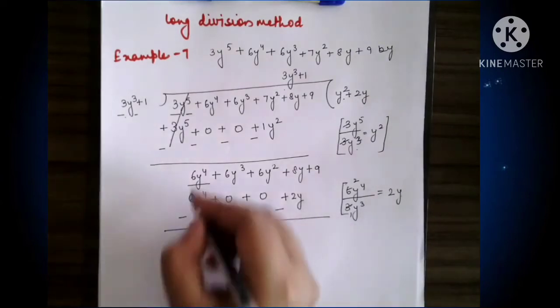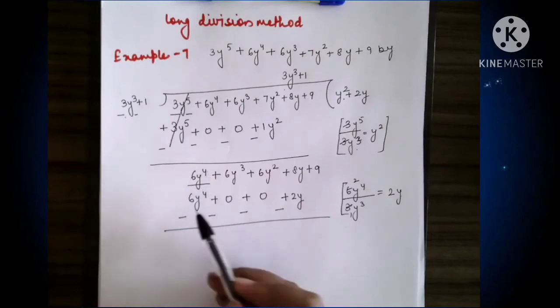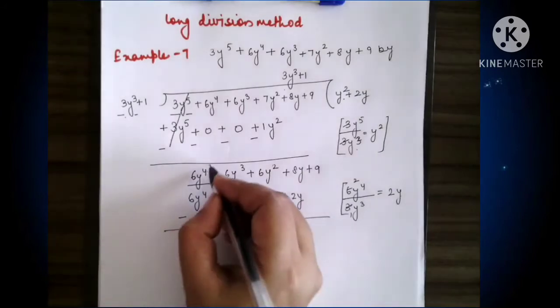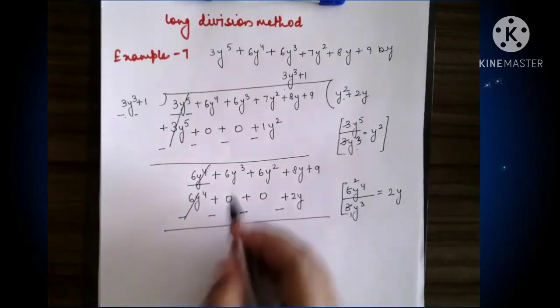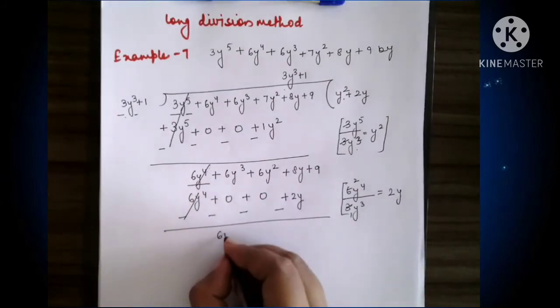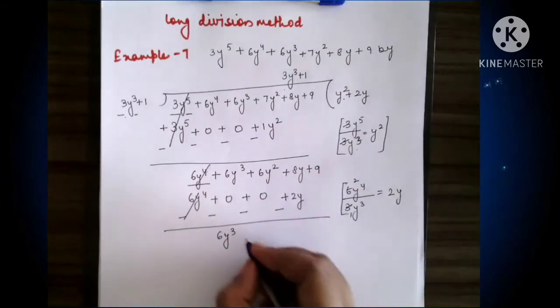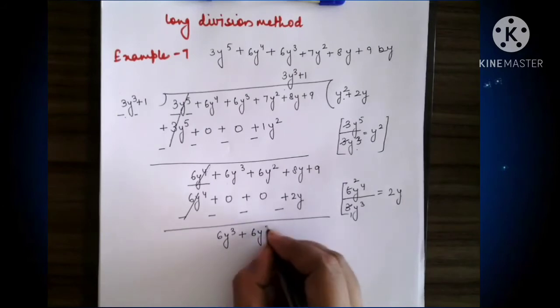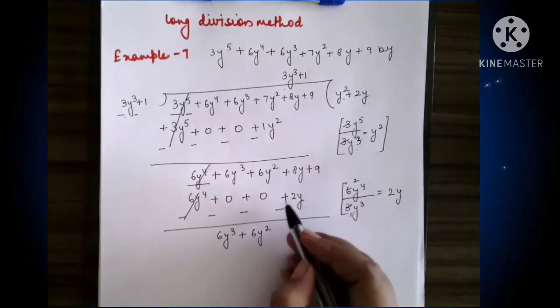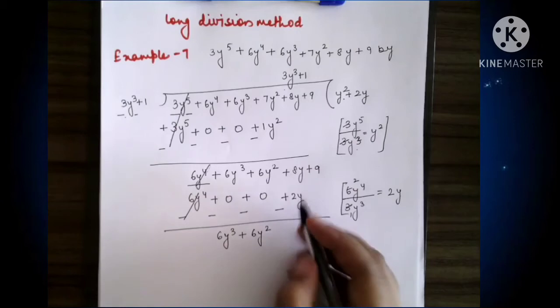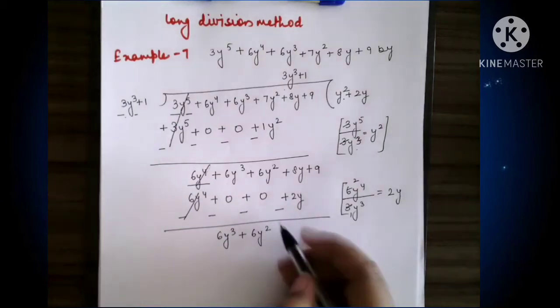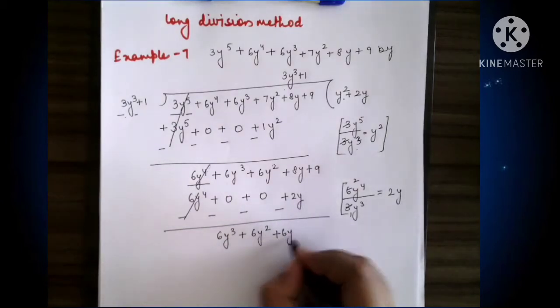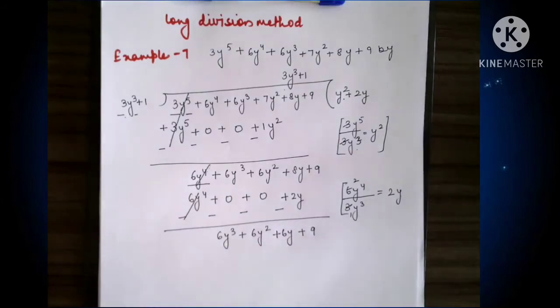Sign change. First term 6y raised to the power 4 and 6y raised to the power 4 cancel. 6y cube minus 0 is 6y cube. Then 6y square. 8y minus 2y, now consider only the new sign. 8y minus 2y, you get 6y plus 9. Okay? This is our new dividend.